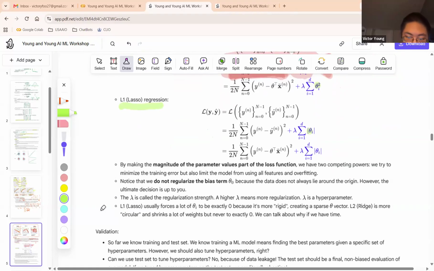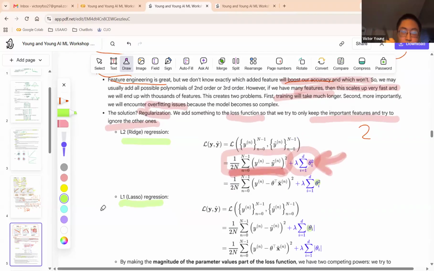For example, lasso forces a lot of the thetas to be exactly 0. We can discuss that if we have time after the class. But here is a little thing to think about. Okay, so that is regularization.